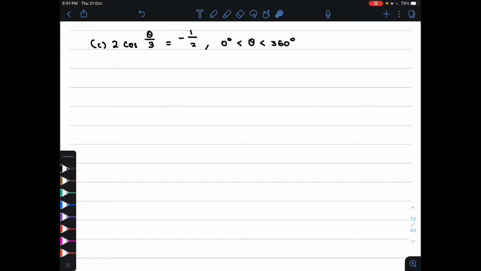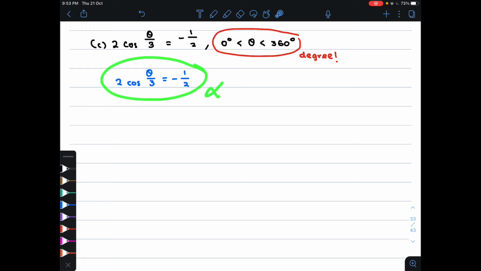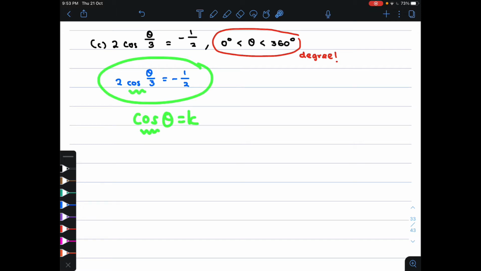For question C, we can see that the range of theta is given in degrees, therefore the final answer is in degrees. So copy down this question. As you can see, this is not in linear form yet, because for linear form, it should look like cos theta equal to k. Because this is cos, this is also cos. But here we have 2, so let's bring 2 to the other side.